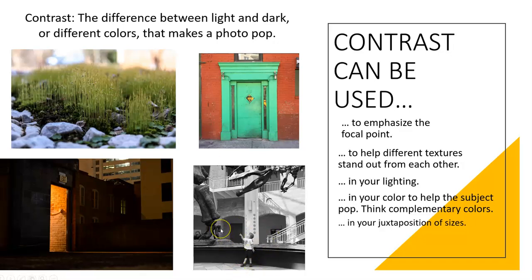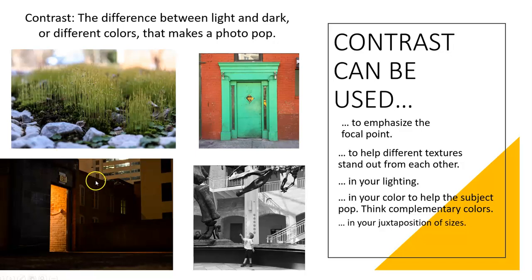This little boy is the focal point of this picture. He's kind of what our eyes are drawn to first. The door is the focal point in this picture. The doorway is the focal point in this picture. And so we can see how contrast can be used to draw our eyes to that focal point. Contrast can also be used to help different textures stand out from each other. And I feel like we see that really well in the picture of the grass. The dirt looks to be kind of soft while the rocks are a rough texture. And so we see the difference in the texture in those photos.